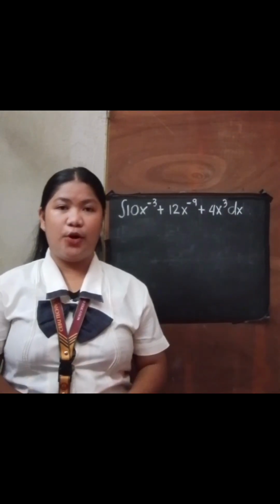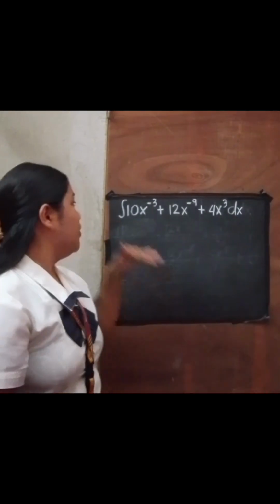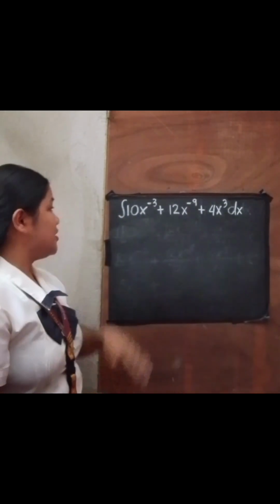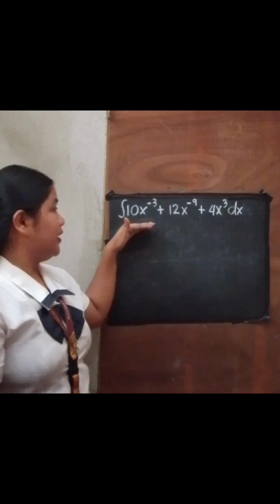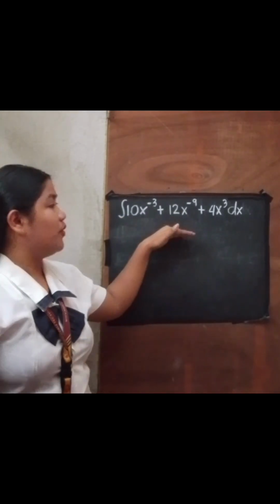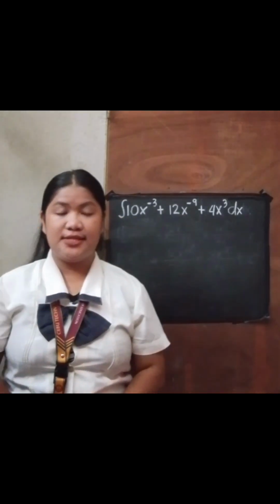So today we're going to explain how to solve integration problems and substitution using the power rule for integration. So now we have problem number one. Here we need to find the integral of 10x raised to negative 3 plus 12x raised to negative 9 plus 4x cubed dx.